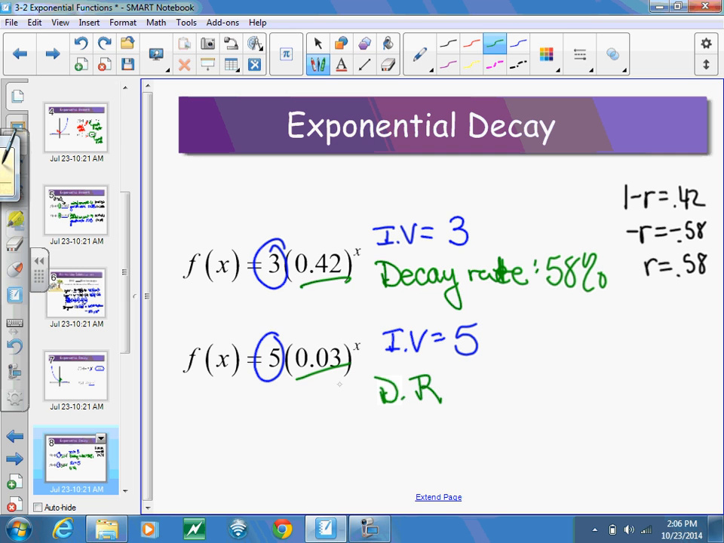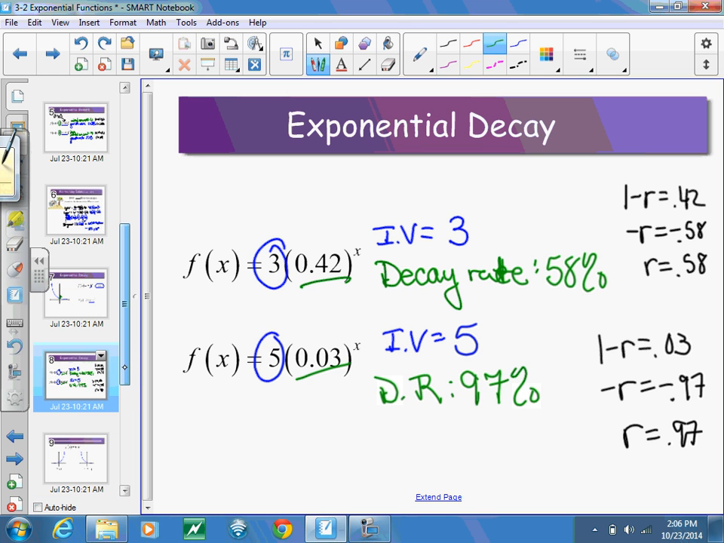If I want to find the decay rate, I could say the decay factor is 0.03, so 1 minus r is equal to 0.03. Subtract 1 from both sides, negative r is equal to negative 0.97. Divide by negative 1, r equals 0.97. And I know some of this is math that you can probably do in your head, but I just want to show you where these values are coming from. And we get a 97% decay rate for our exponential decay.